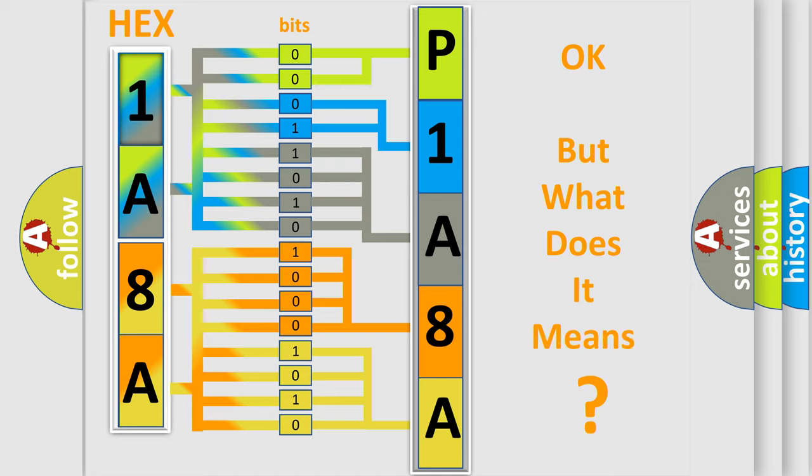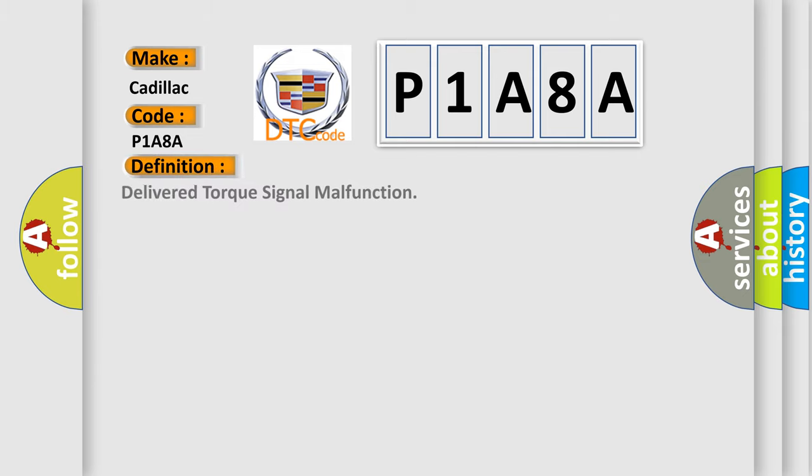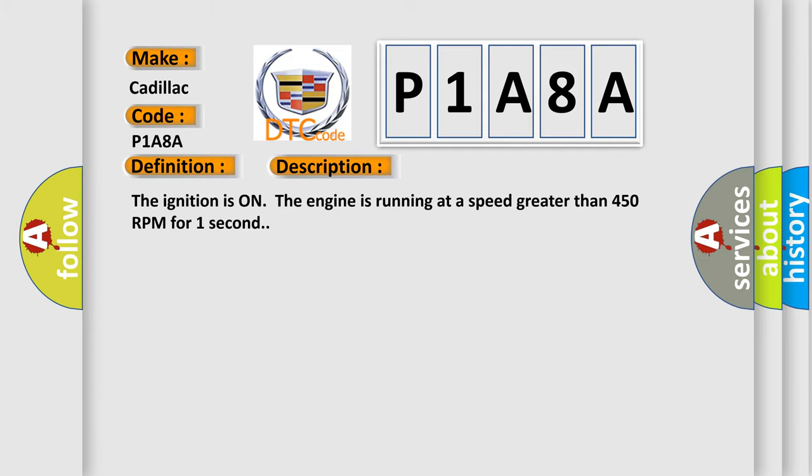The number itself does not make sense to us if we cannot assign information to what it actually expresses. So, what does the diagnostic trouble code P1A8A interpret specifically for Cadillac car manufacturers? The basic definition is delivered torque signal malfunction. And now this is a short description of this DTC code.